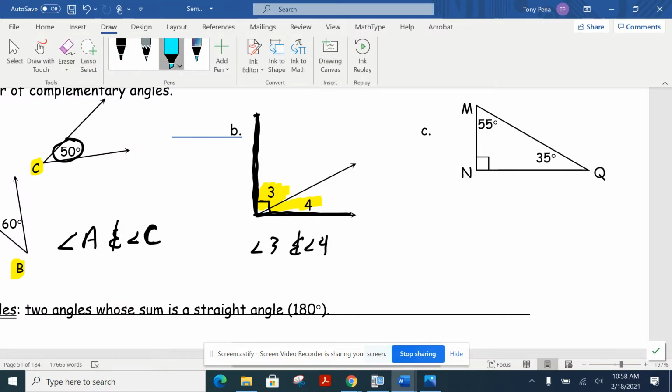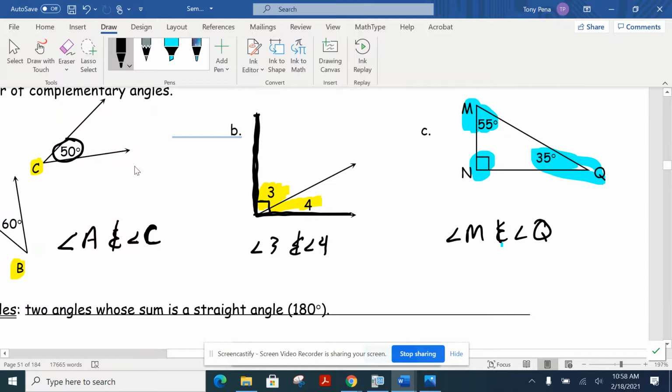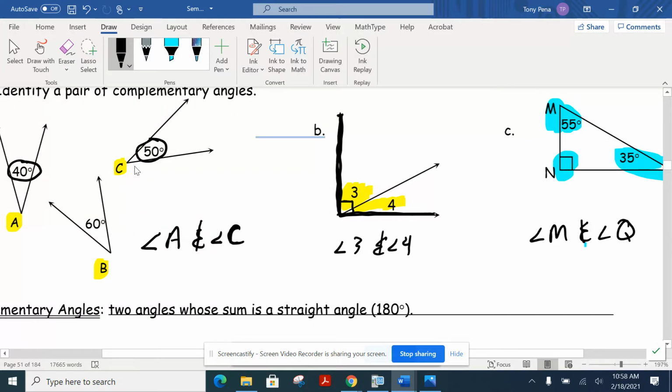All right, so not a lot of choice here, right? Isn't this already 90? So there's no way that's going to be complementary. It's got to be two all the time. So the two angles that would add up to be 90, here's 55, here's 35, add those up. Those are your 90-degree angle. So it's just angle M and angle Q. Okay, so that's complementary angles. Those are different ways that you could see these in problems.